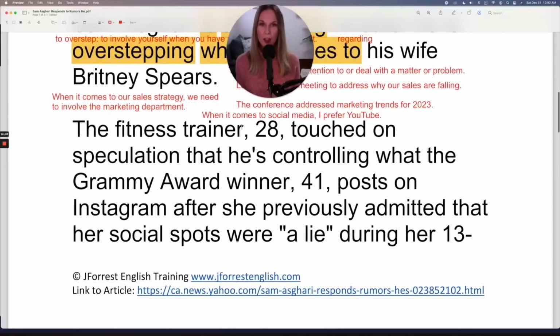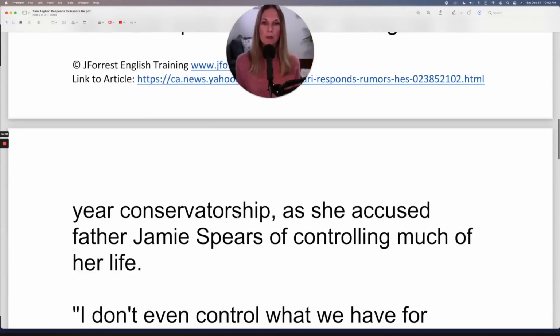The fitness trainer, 28. This is his age. He is 28. The fitness trainer, 28, touched on speculation that he's controlling what the Grammy Award winner, 41. This is, of course, Britney Spears. She's the Grammy Award winner. What the Grammy Award winner, 41, posts on Instagram after she previously admitted that her social posts were a lie during her 13-year conservatorship, as she accused father Jamie Spears of controlling much of her life.